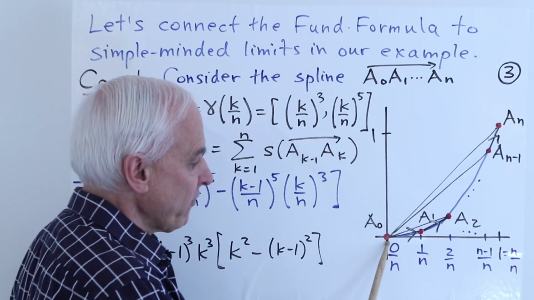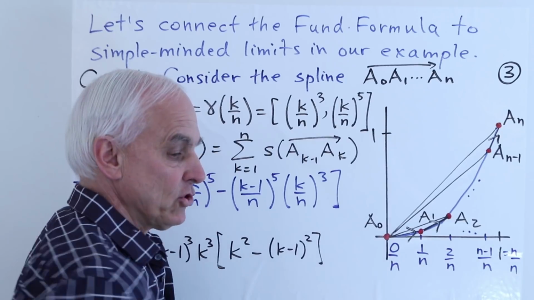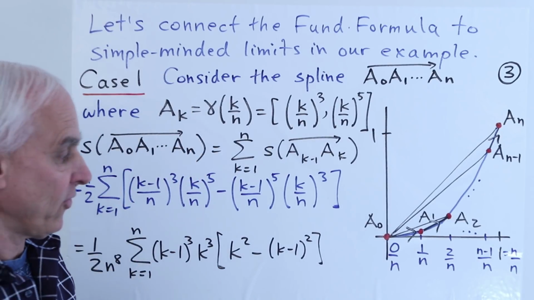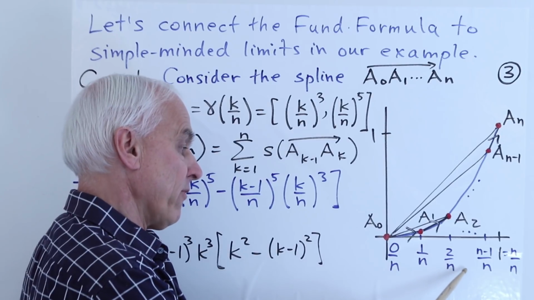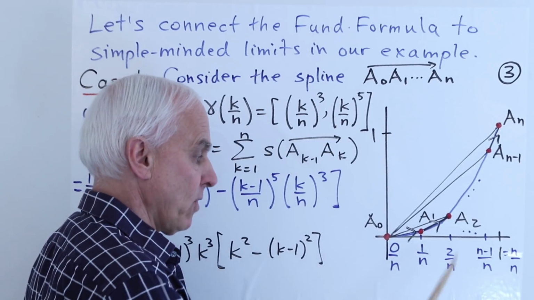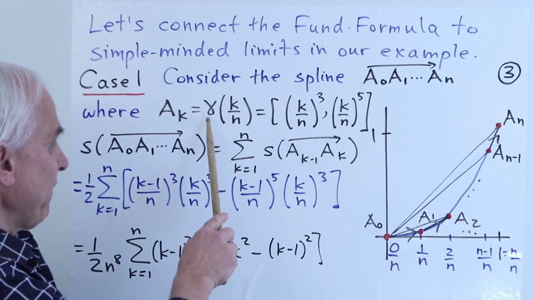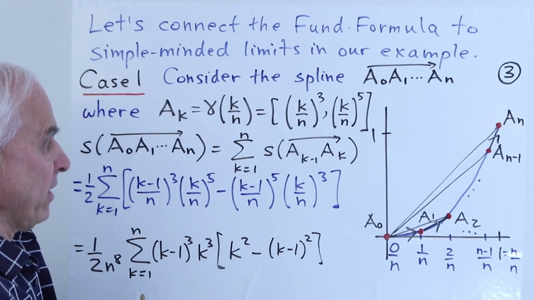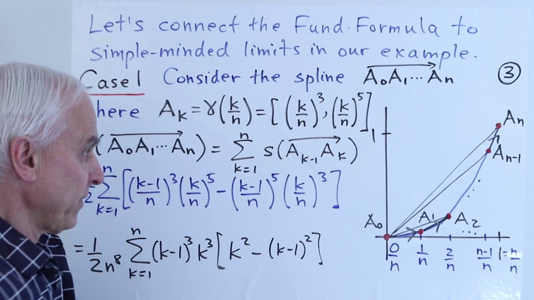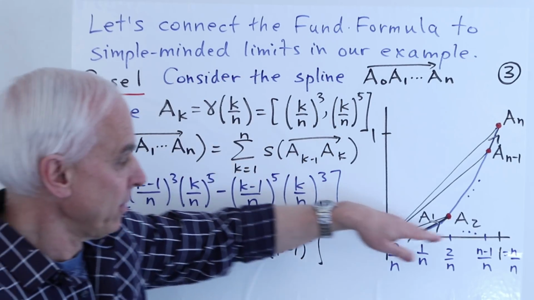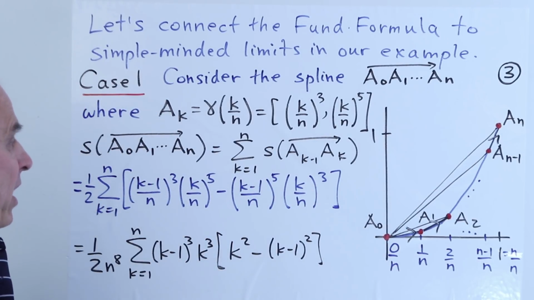So we're going to be running from 0 to 1, and we're basically dividing this up into n equal pieces. So there's 0 over n, and then there's 1 over n, 2 over n, 3 over n, all the way up to n over n, which is 1. And the kth one is k over n. And so the value of the curve at k over n is k over n cubed, comma, k over n to the fifth. Right, so that's a point on the curve, and that's the kth element in our spline.